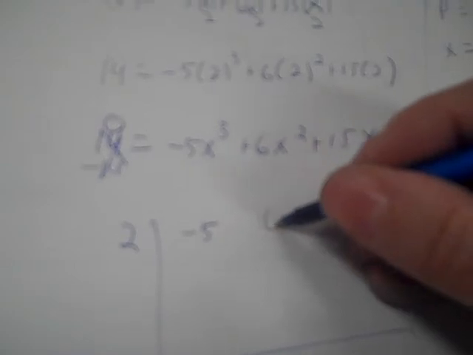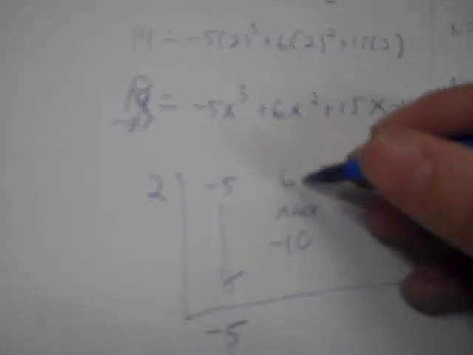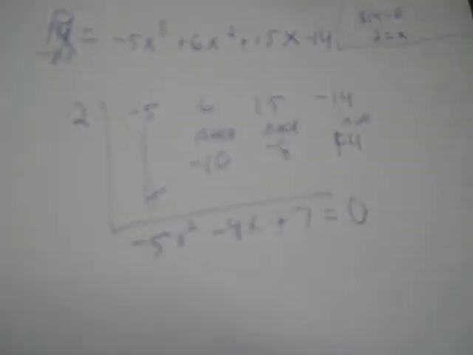Now, you need to subtract the 14 from the other side. You need 0 before you synthetically divide. So I have negative 5, positive 6, positive 15, negative 14. So now we execute this. Negative 5 times 2 is negative 10. Then add. It's negative 4. Negative 4 times 2 is negative 8. 15, add negative 8 is 7. And 7 times 2 is 14, which gives 0. Now, no longer is it x to the third, it's x squared, x, and a constant.